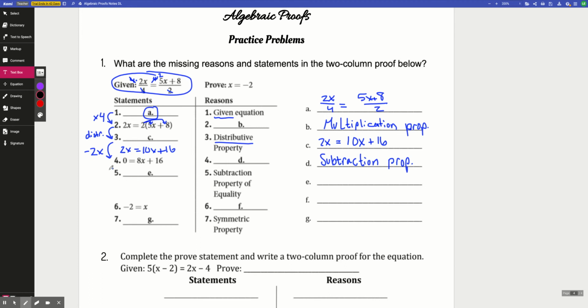Okay, then if I look at statement 5, they said that the reason was the subtraction property. So I know I'm going to subtract something, but I don't know exactly what I'm going to subtract. Do I subtract the 8 or the 8x, or do I subtract the 16? Now, if you look one step further down at step 6, you'll notice that the x value is on the right and the number is on the left. So that makes me think I need to subtract 16 from both sides, right? I want to move my number over to the right.